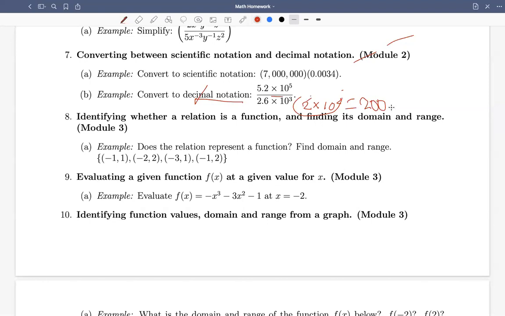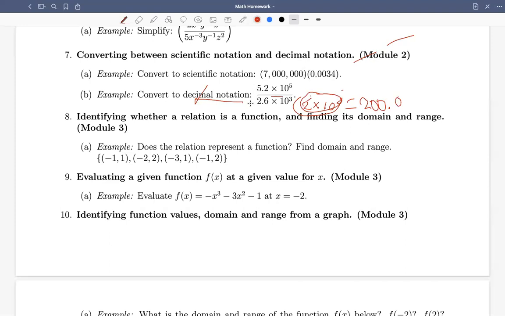Even if it doesn't have a decimal, we can put decimals after 200. We can put a dot, 0. So 200 is just 200.000. How many zeros you put in after that doesn't make any difference. But this is called decimal notation. Scientific notation, we did before. So 2 times 10 squared, that's scientific notation.